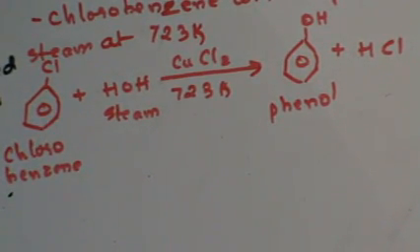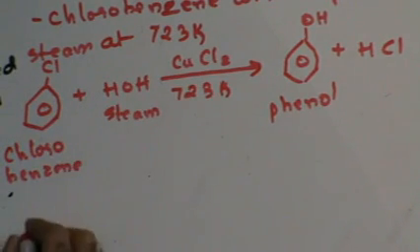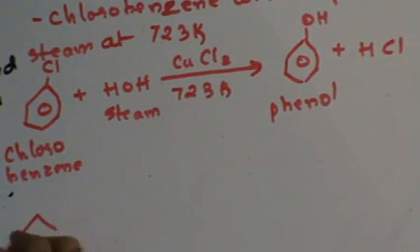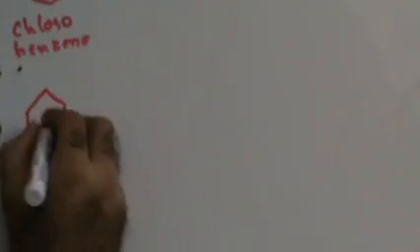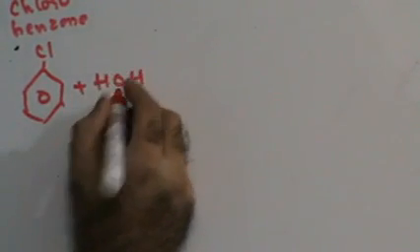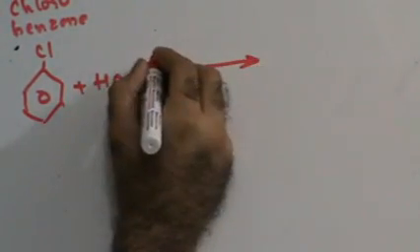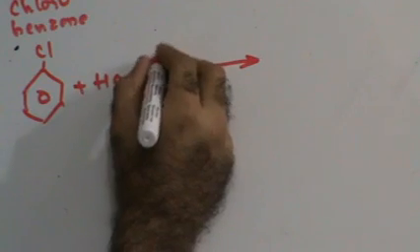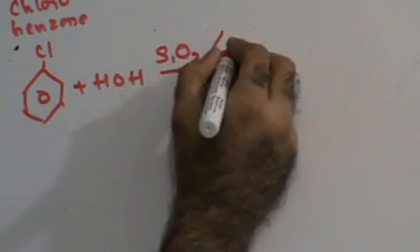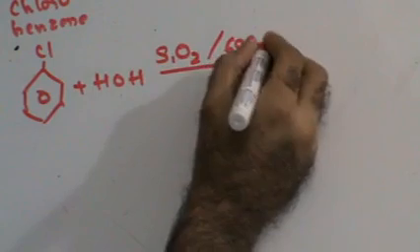You can also do this: instead of heating it till 723 Kelvin, I could also do this reaction at 698 Kelvin by using silicon oxide as the catalyst. Instead of using cuprous chloride, I could also do the reaction this way, where I have chlorobenzene reacting with steam, using silicon oxide instead of cuprous chloride. The advantage is that I will have to use a temperature of 698 Kelvin.